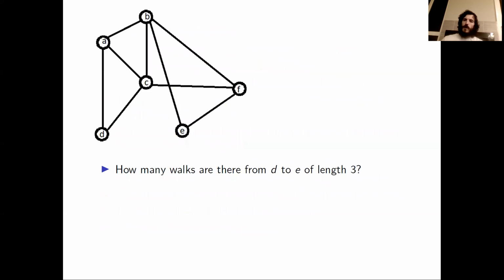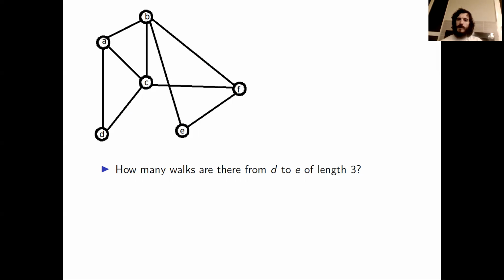So we can apply what we just discussed to a nice small graph. This graph only has 6 vertices, A, B, C, D, E, and F. We can think of them as cities. And so a natural question we can ask is how many walks are there from D to E of length 3?